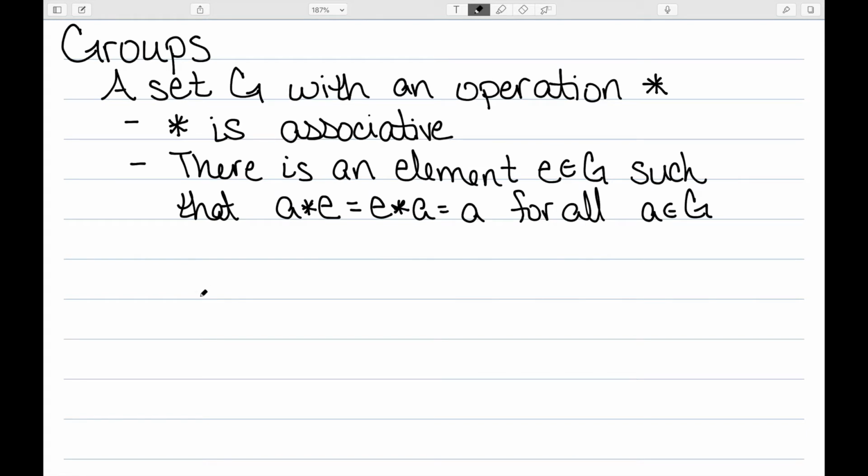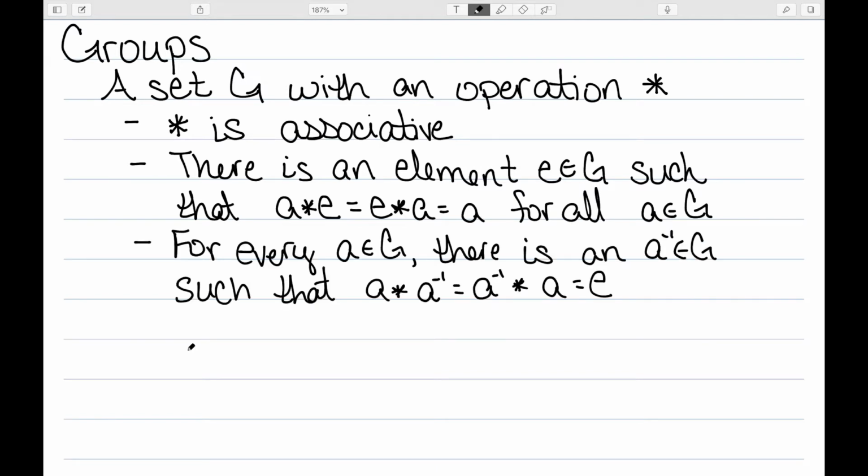Second, there's an element E in my set G such that A star E is equal to E star A is equal to A for all A in G. So we need to be able to have an identity element. And for every element A in my set G, there is an element A inverse in G such that A star A inverse is equal to A inverse star A is equal to E. So I need my operation to be associative, I need it to contain an identity, and I need inverses.